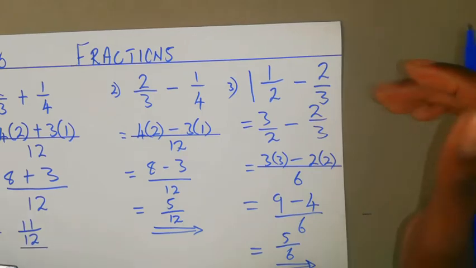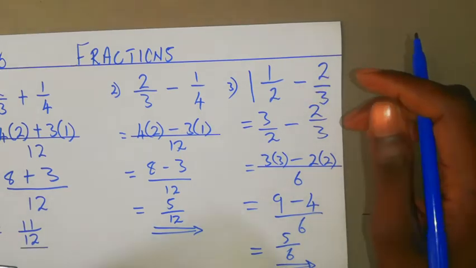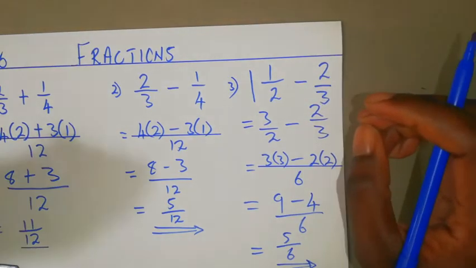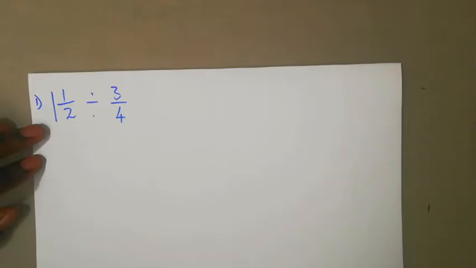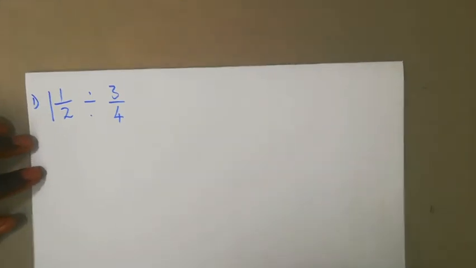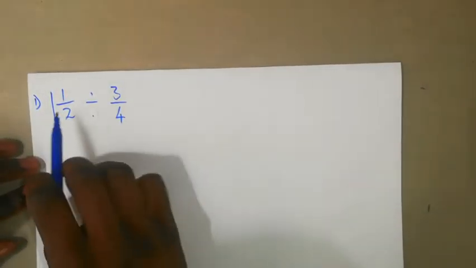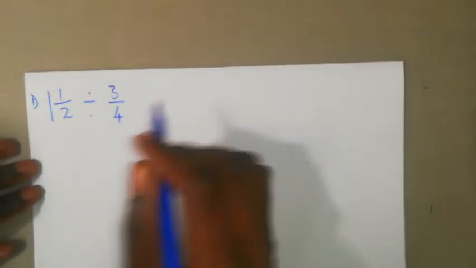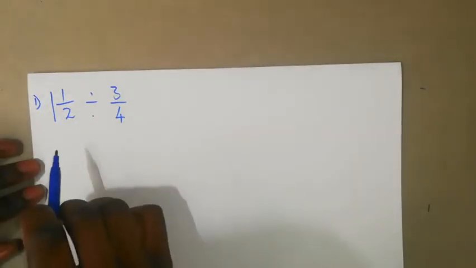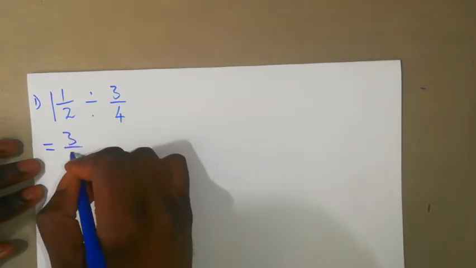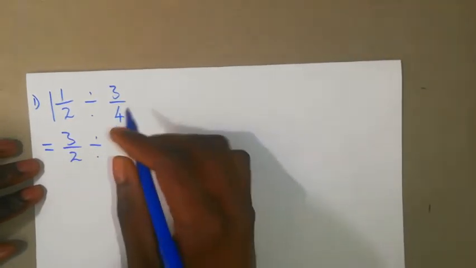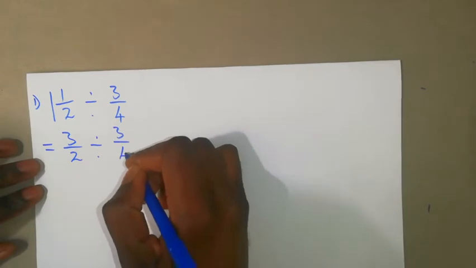So this is addition and subtraction of fractions. Then let me take you to multiplication and division of those fractions. So here is our question: 1 1/2 divided by 3/4. First of all, we have to convert this mixed number into an improper fraction. So I'm going to obtain 3 over 2, then divided by 3 over 4.